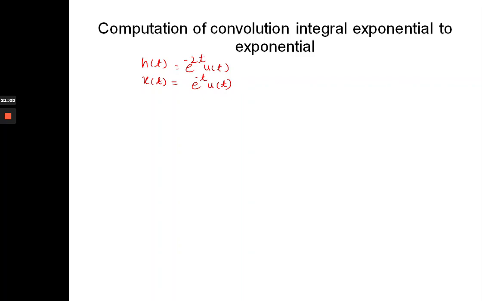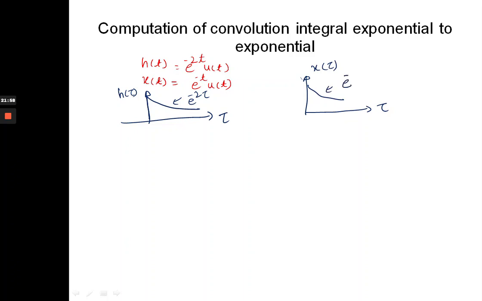Now the first signal is this h of t. First, represent this signal in which domain? In the dummy variable, that is e raised to minus 2 tau. This is h of tau, e raised to minus 2 tau. And the input signal, in tau, is x of tau, e raised to minus tau.